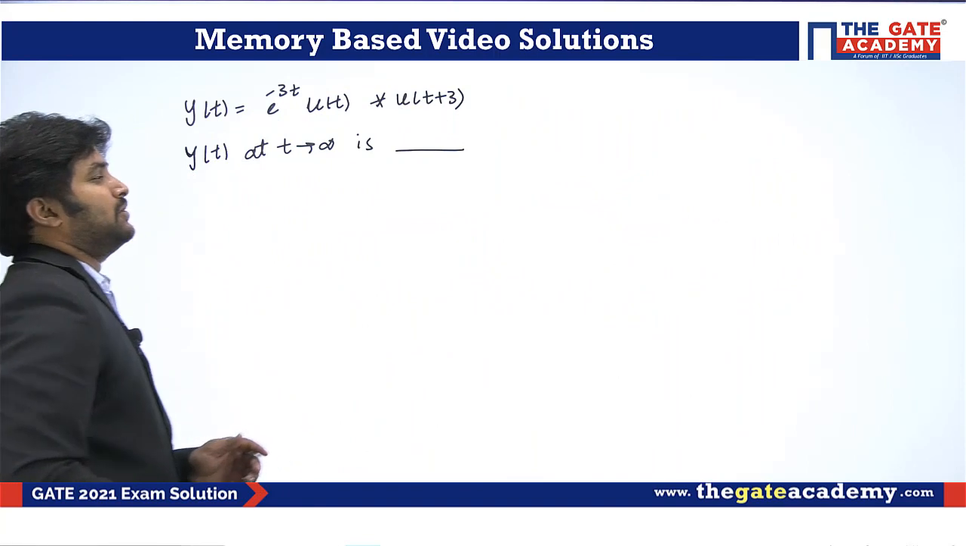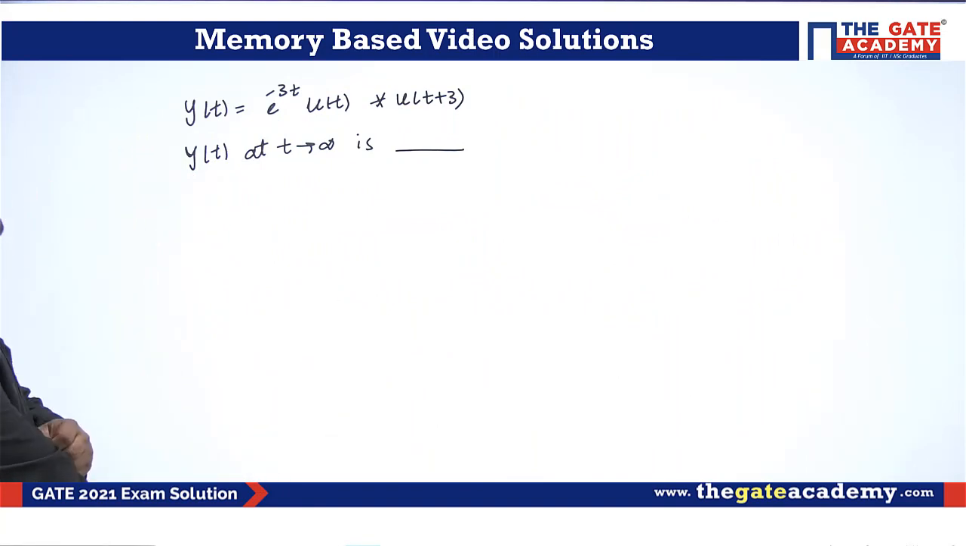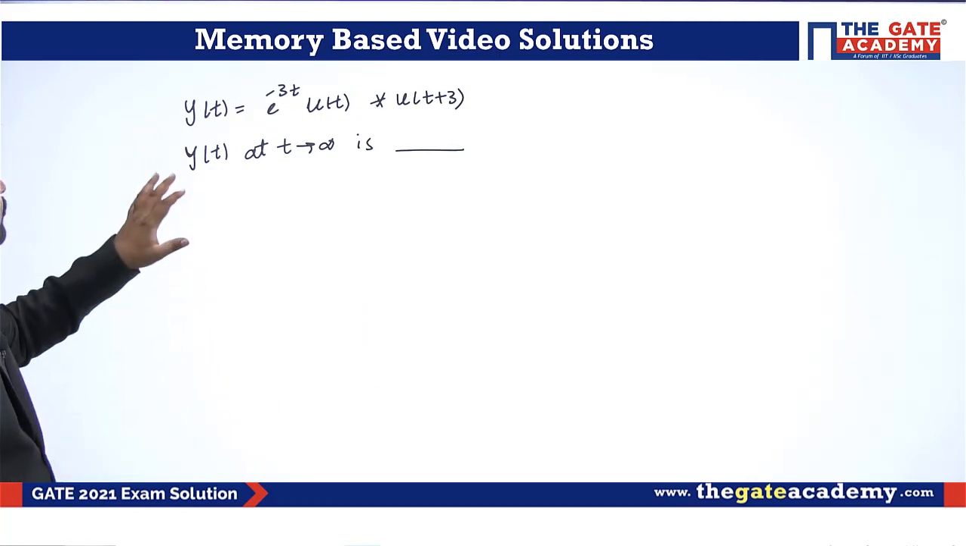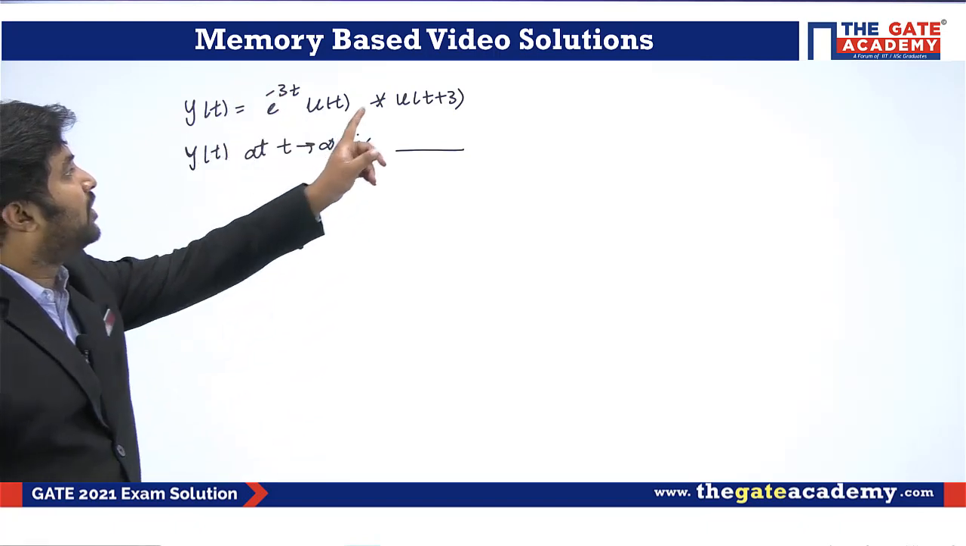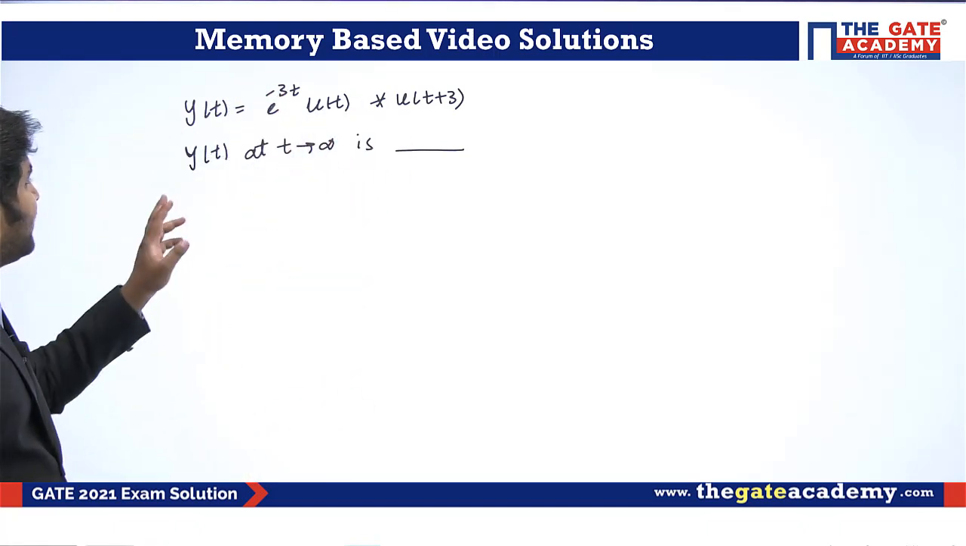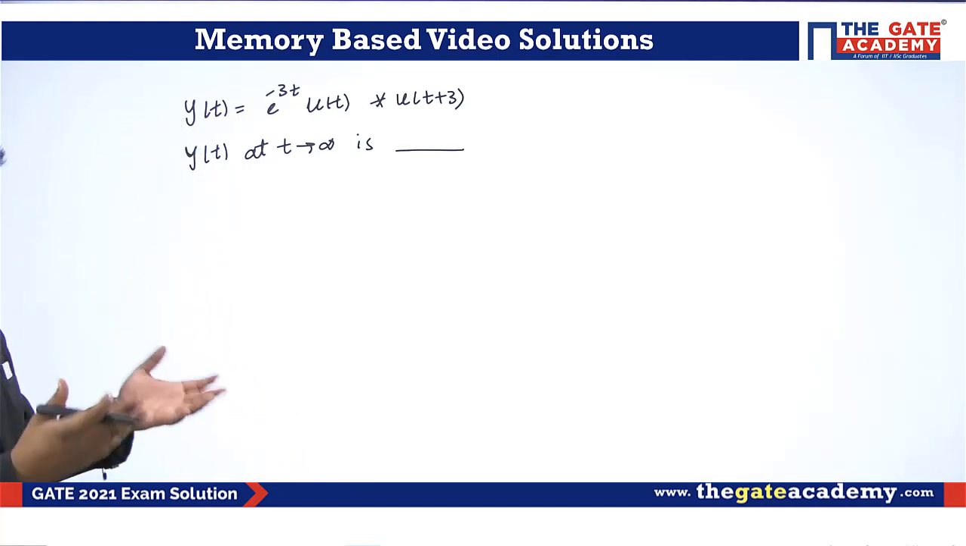Okay. So now let us start the discussion of this question. It's a very simple, very straightforward question. So y of t is nothing but e power -3t u(t) convolved with u of t plus 3, and we have to find y of t as t tends to infinity. So it's a very simple question.